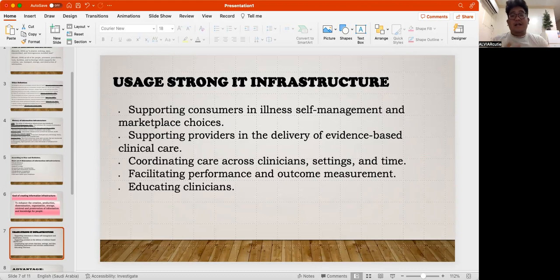na-adapt na natin ngayon. Na ano ba tawag dito? Basta gano'n.